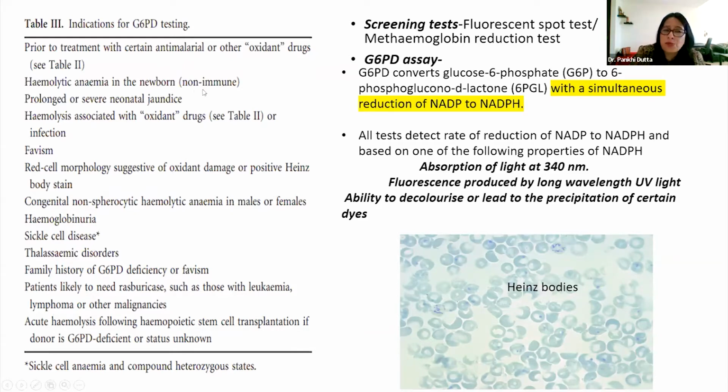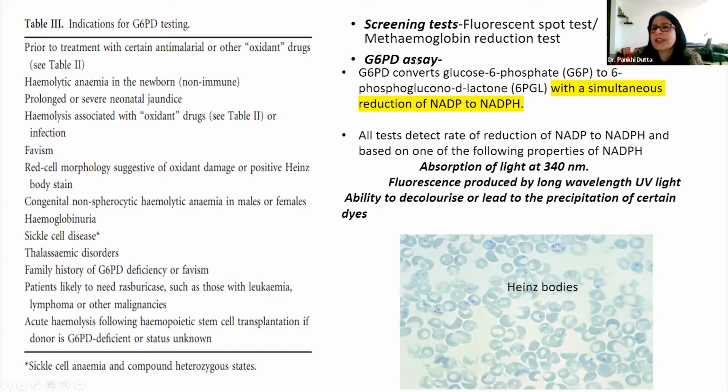Other indications are hemolytic anemia in the newborn which is non-immune, or prolonged or severe neonatal jaundice, or if the red cell morphology is suggestive of oxidant damage. If you have some kind of congenital hemolytic anemia where few spherocytes may be seen, but the major form is not spherocytes, it could be what I said, the class 1 type of G6PD deficiency. So these are all situations where we would test.